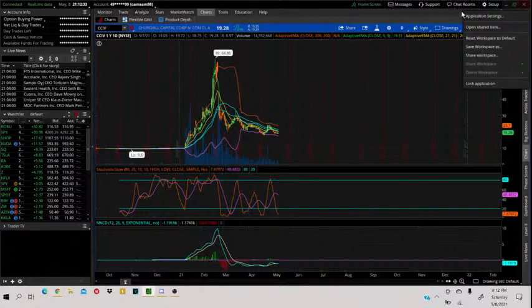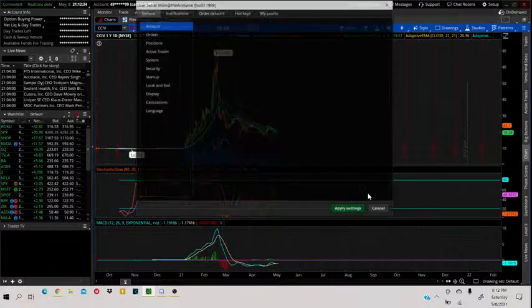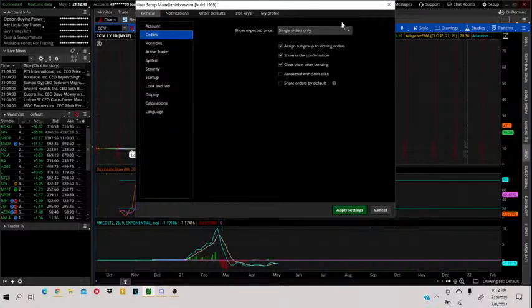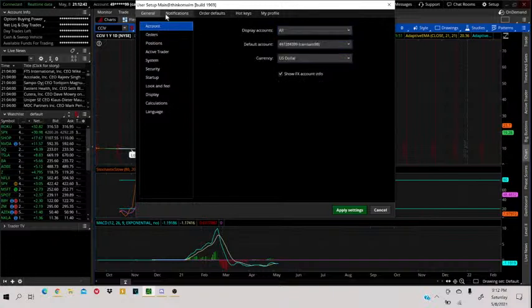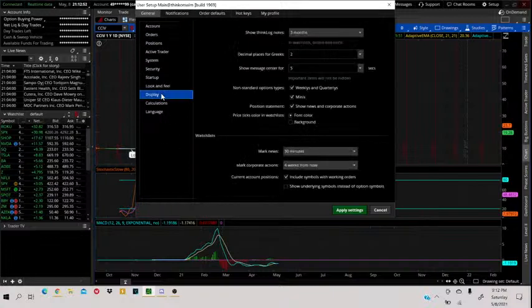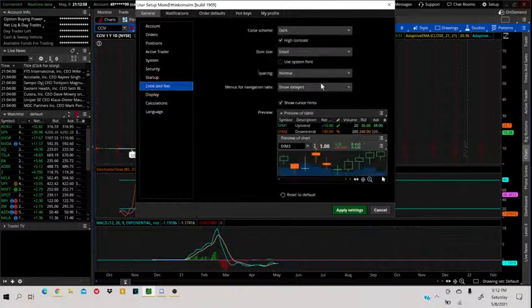Alright, so you go to the setup here, application settings, and this is where you can put single orders only for options, default quantity of orders. You can change it to 1 or 5, 10, depending on how big your account is. The display, look and feel. Okay, so this is how I got mine set up.